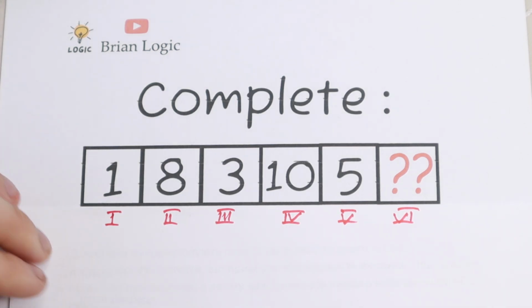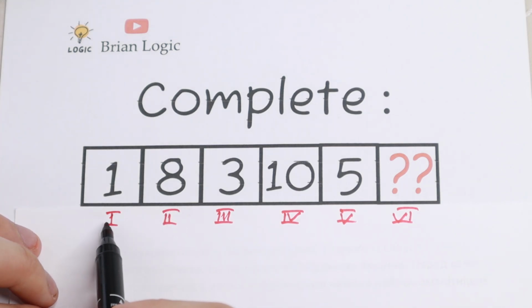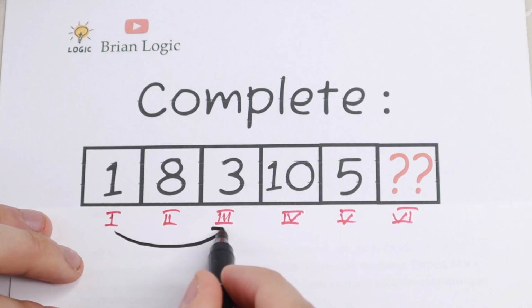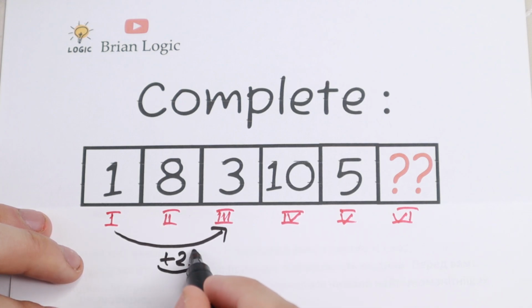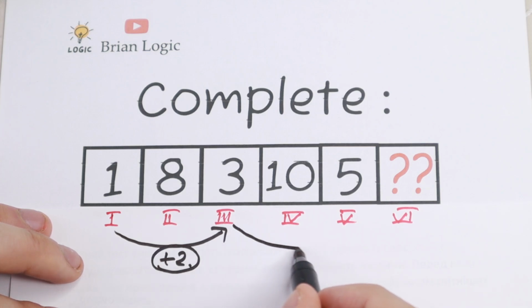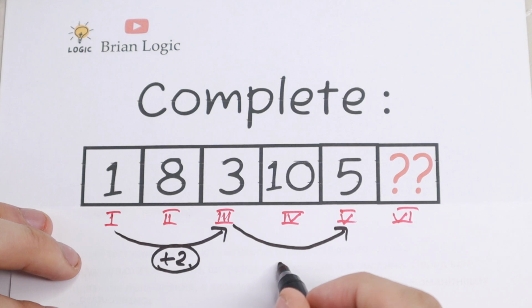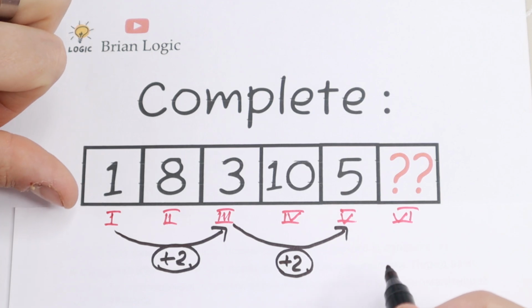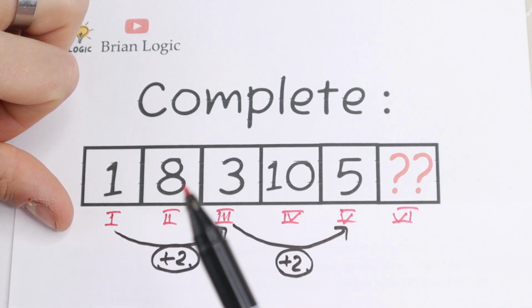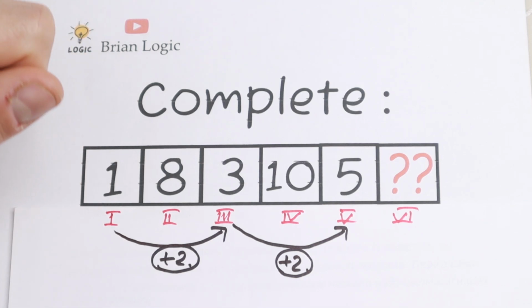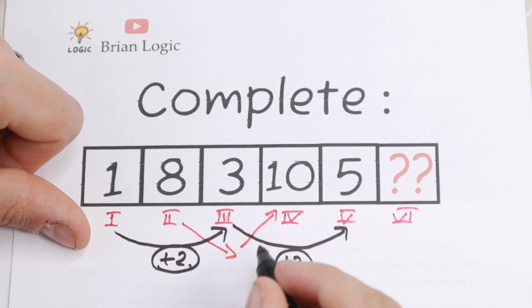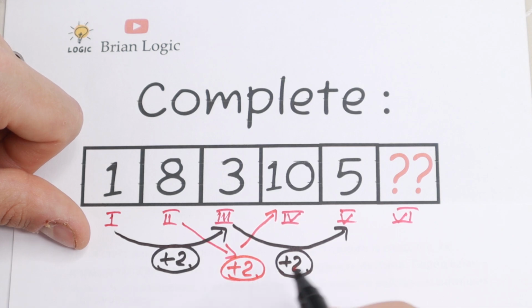As you can see, I see a really interesting pattern between the first, third and fifth numbers, because we need to add 2 to 1 to get 3, and as well we need to add 2 to this 3 to get 5. So I see this pattern between the odd-position numbers 1, 3 and 5. And moreover, if you look closely, we have the same situation with the even-position numbers. The second and fourth: we need to add 2 to this 8 to get 10. So I need to add 2 between these numbers as well.